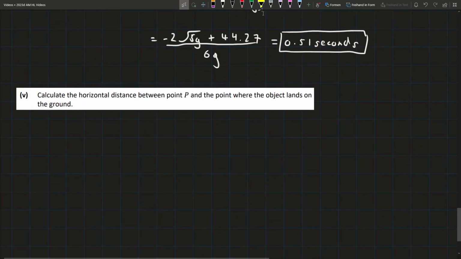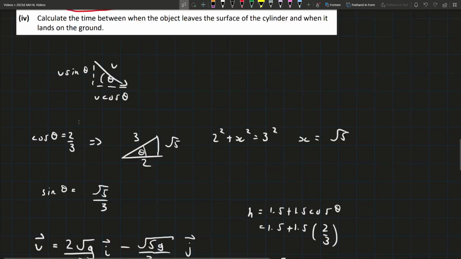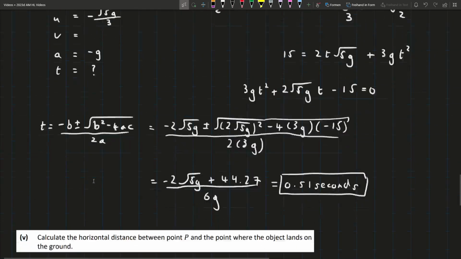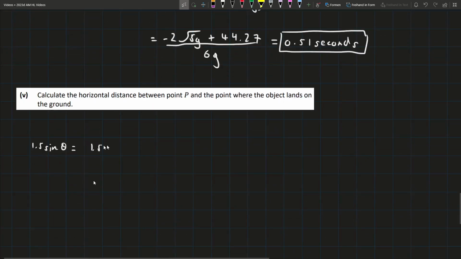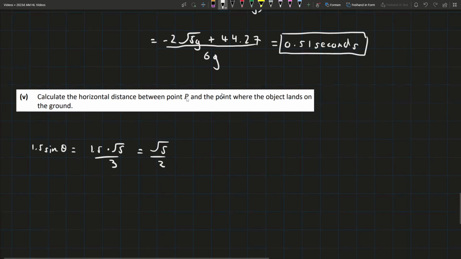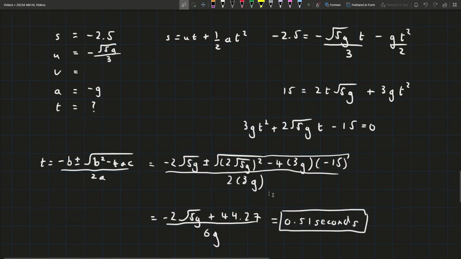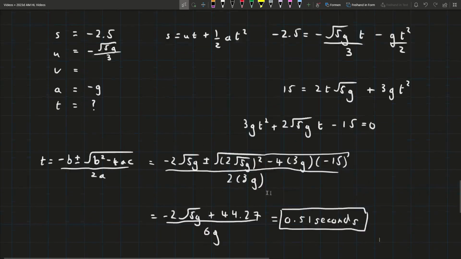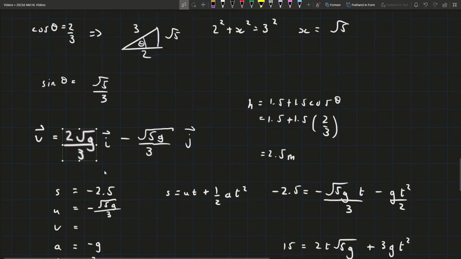So in total, we're going to have 1.5 sine theta, and we got sine theta is just root 5 over 3. So we'll have 1.5 times root 5 over 3, which we can simplify to root 5 over 2. That's only when it leaves the circle though. So we also have, after it leaves the circle, it takes 0.51 seconds to hit the ground. And we know that its velocity in the i direction is 2 root g over 3.